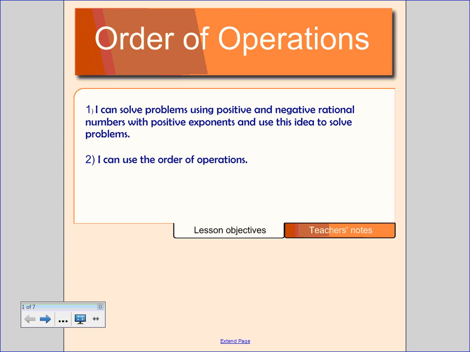Today's flipped lesson is going to be on order of operations. We have two objectives for this lesson: that you can solve problems using positive and negative rational numbers with exponents, and also that you can use the order of operations. You should have your notebook next to you with a piece of paper and ready to do a couple of problems.